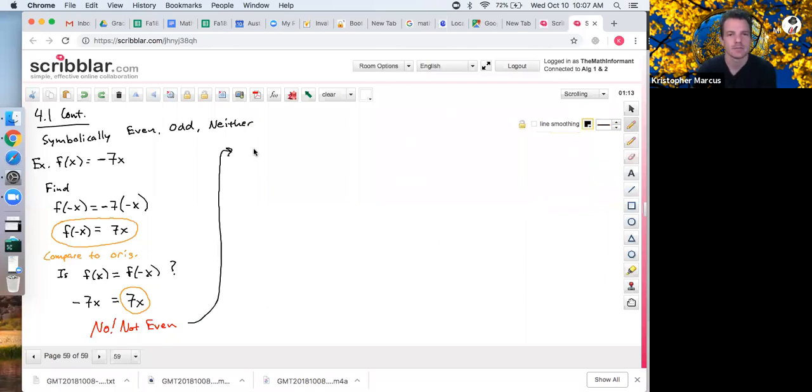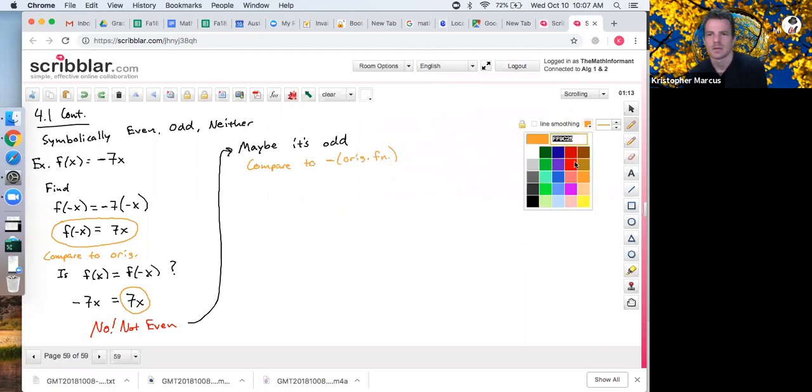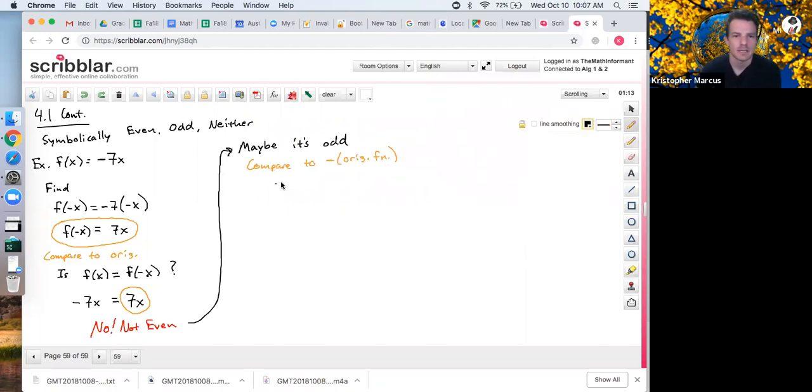If it's not even, we say, well, maybe it's odd. To check it, what do we do? We make a comparison again. So this time, though, we compare to the negated original function. All right, so let's see, taking a moment here. If we negate the original function, it would look like negative negative 7x, which gives us 7x.